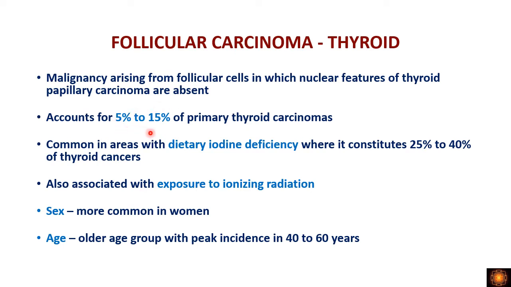This accounts for 5 to 15% of the primary thyroid carcinomas. The most common one is papillary carcinoma in the thyroid, and the next most common malignancy in the thyroid is follicular carcinoma. This arises in areas where we have dietary iodine deficiency, and an associated cause they have found is exposure to ionizing radiation. This also can cause follicular carcinoma, and this is more common in women, and we see them in the elderly age group. Most commonly the peak incidence is in the 40 to 60 years.